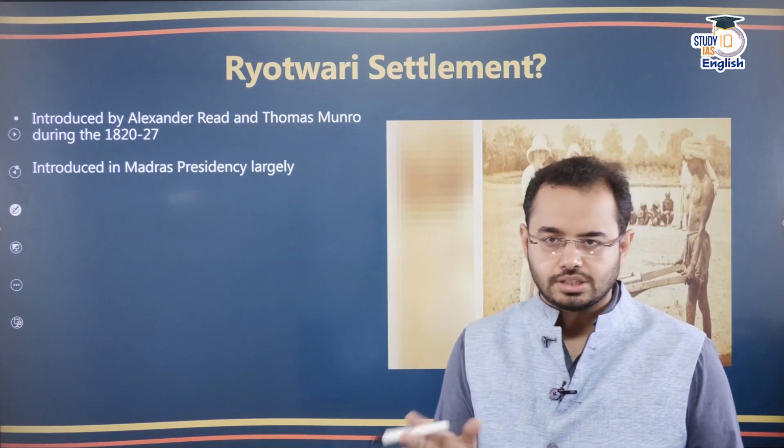So it was introduced in the Deccan part after the introduction of the permanent settlement in the northern part of India. In the southern part of India, it was introduced from 1820 to 27 during the governorship of Thomas Munro. Thomas Munro, along with Alexander Reed, became responsible for the introduction of the Rayathwari settlement. And what happened in this? The Madras presidency was largely settled under this new type of land revenue extraction philosophy or policy.